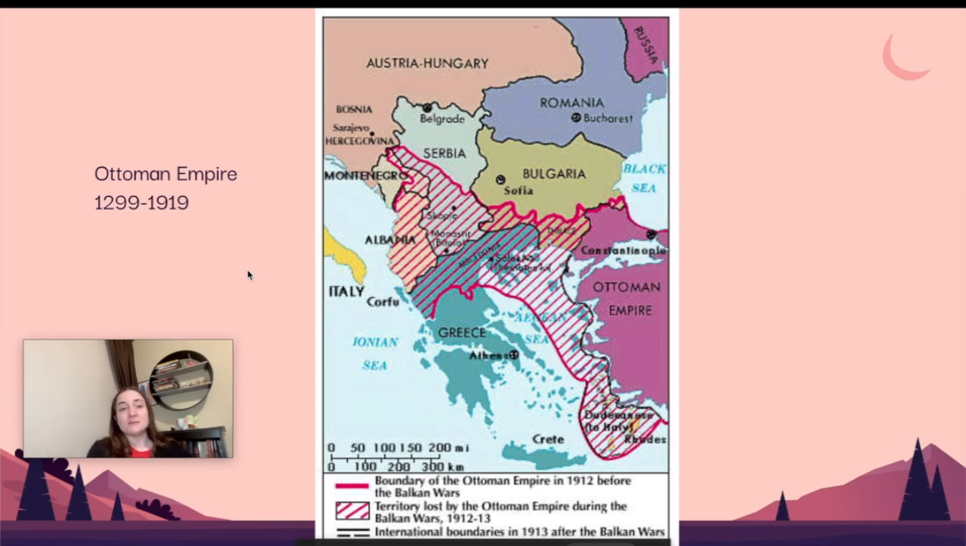So the Ottoman Empire actually controlled most of the Balkans since 1299. As you can see here, those magenta lines would be areas that the Ottoman Empire ruled in the Balkans, okay?